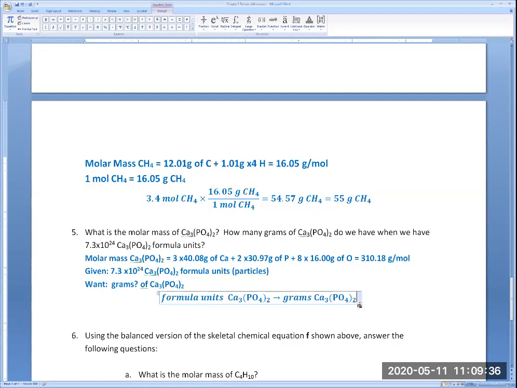Okay, so from formula units, or particles of Ca3(PO4)2, to grams of that. Do we have a conversion factor that can do that directly? No, we cannot change particles to grams directly. So what is the thing that should be converted? The particles should be converted to what first? What's in between? Yes, it's the moles. We need to change from formula units to moles and then from moles to grams, because we don't have an equivalence directly from particles to grams.